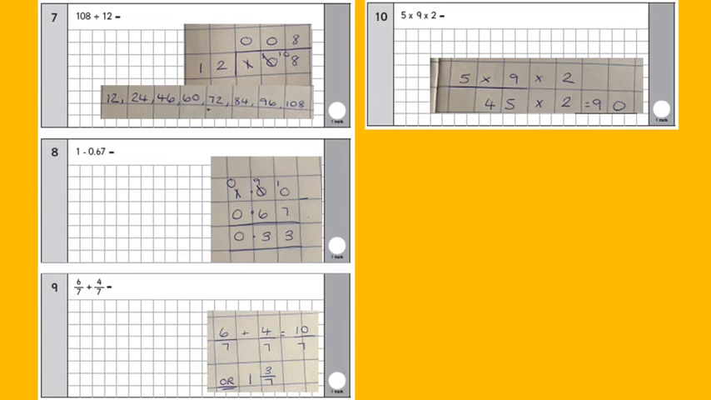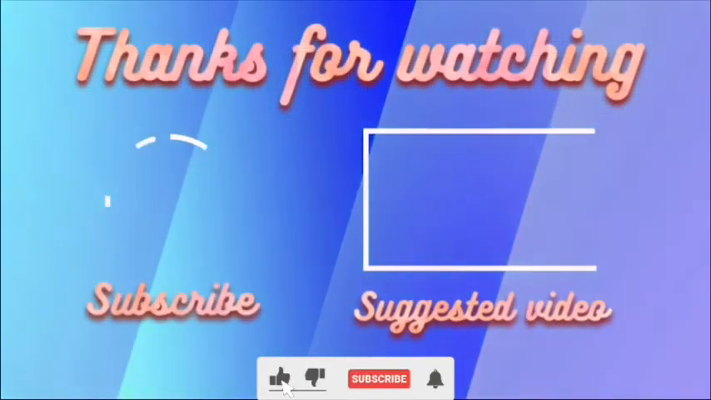And number 10, last one guys, you've done really well, is 5 multiplied by 9 multiplied by 2. So I've done 5 multiplied by 9 first of all, I've underlined that, you could box it up, and I've written the answer underneath, which is 45, and then multiplied it by the 2 that is left over. Well, 2 lots of 45 are 90.